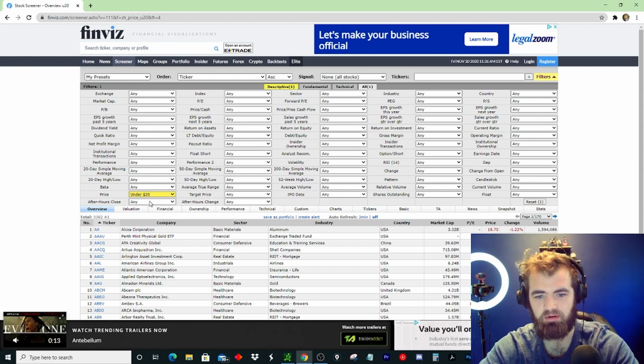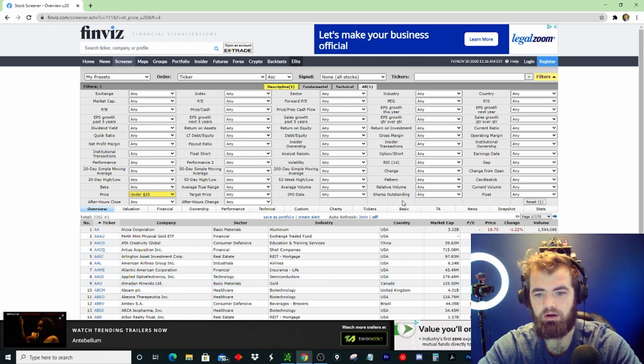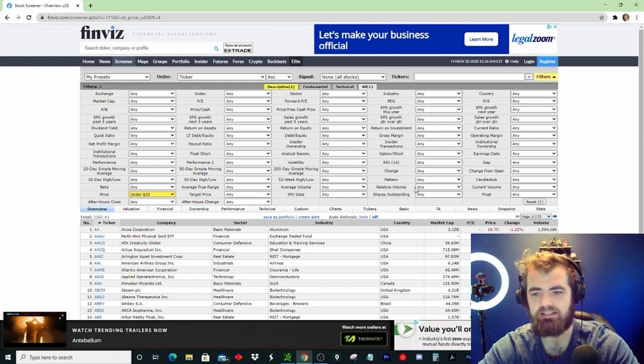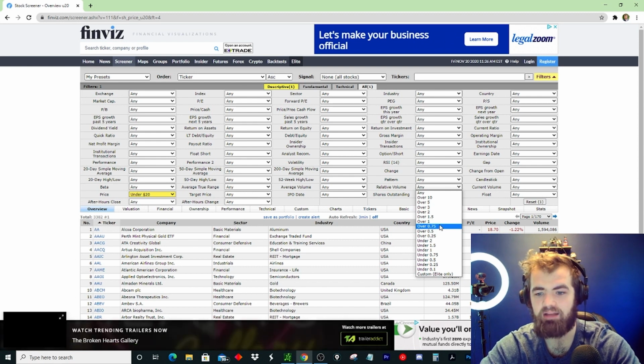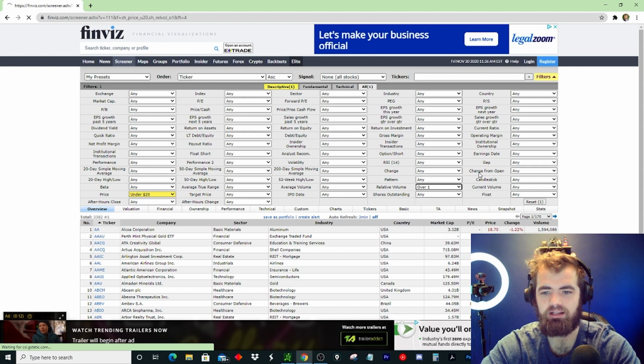So that's pretty important. So now the next thing I want to do is I want to go to this right here, relative volume. So really what this means is this is the overall demand for the stock here. So I like to go pretty much anything over 0.75, and you can just play around with it. So let's just start off with over 1, and then we can change it.